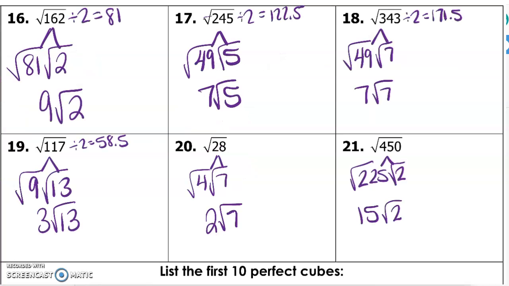The video is about out of time, so I'm just going to leave the rest of the answers up here. You can ask questions when you have them. So again, you need to find the number on your perfect square list that goes into the underneath number. Take that square out and then leave the other number underneath.